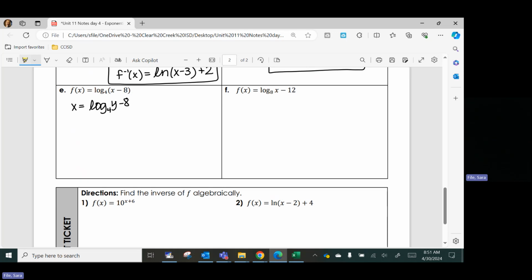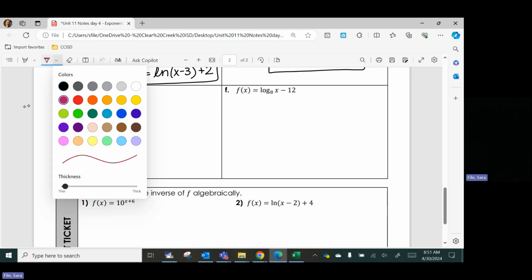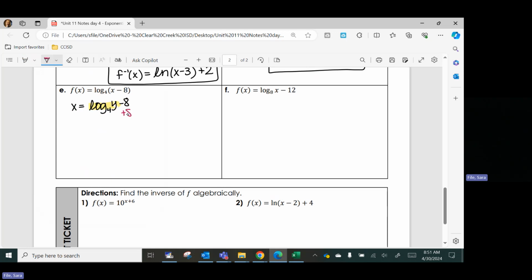We've got to isolate the log expression, so that piece there. So I'm going to get rid of that 8 by adding it to the other side. Oh, hang on. I didn't draw. Look at that. Perfect example. I didn't put the parentheses, and those parentheses were definitely needed here. Oh, wait, highlighting.